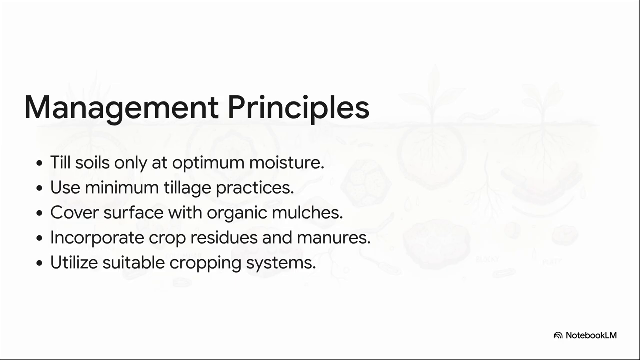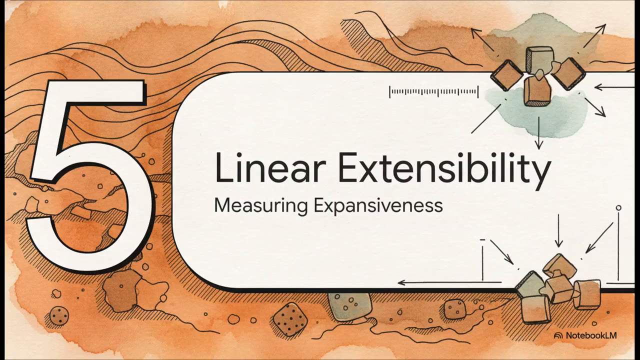You can also use organic mulches to buffer the beating action of rain. Heavily incorporate crop residues and animal manures to stabilize aggregates, and use green manuring, suitable cropping systems, or even synthetic organic soil conditioners.